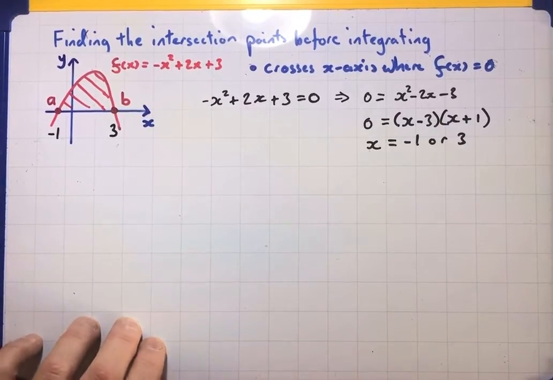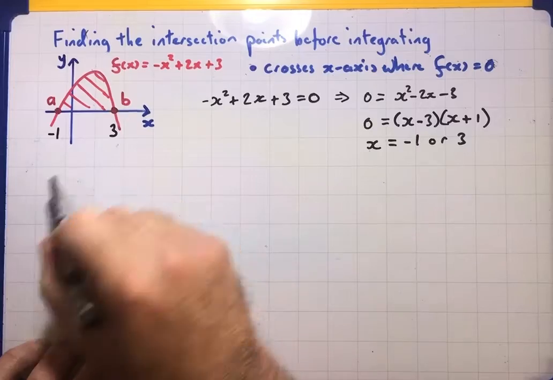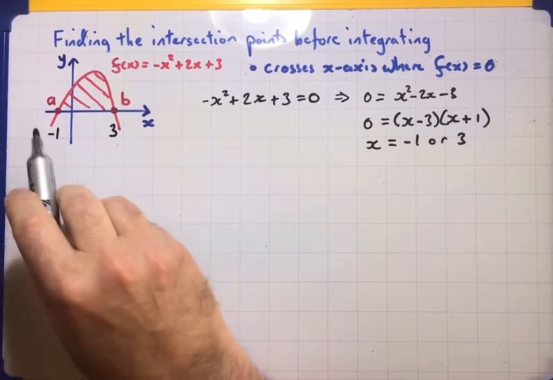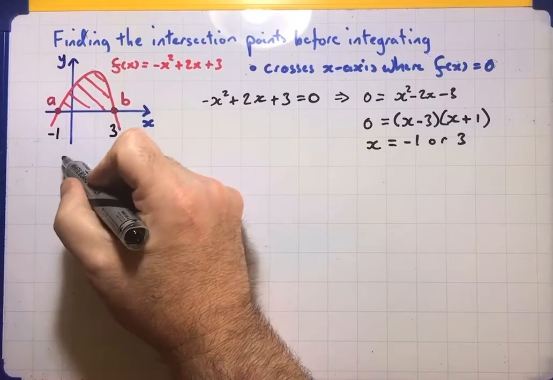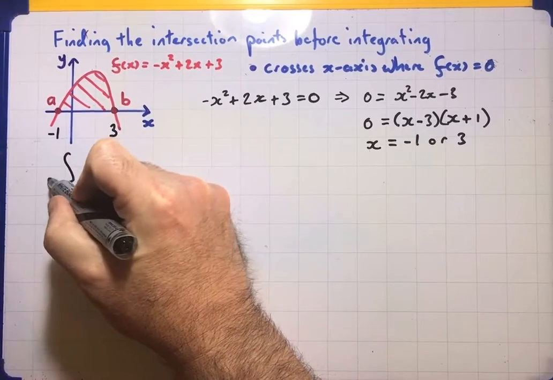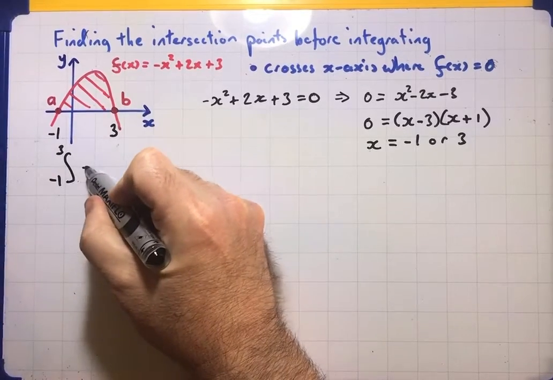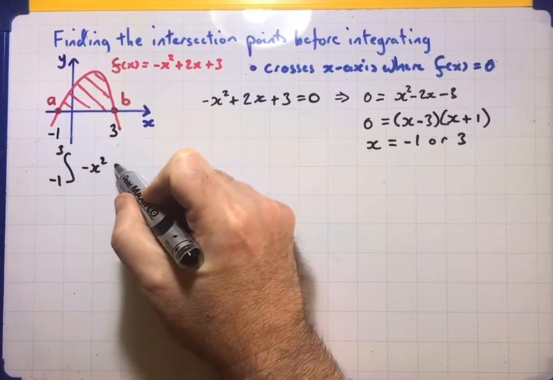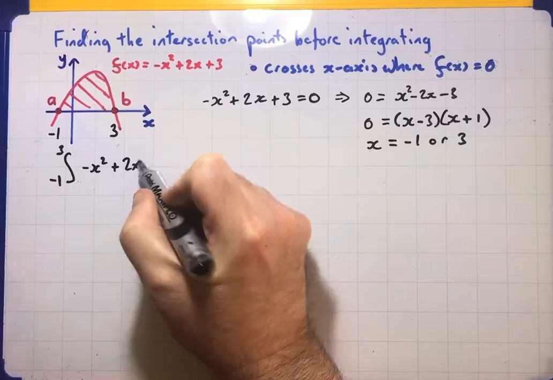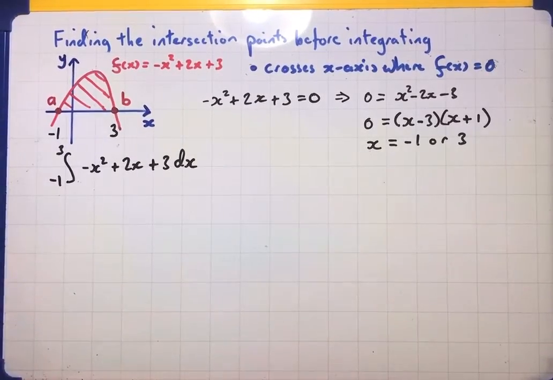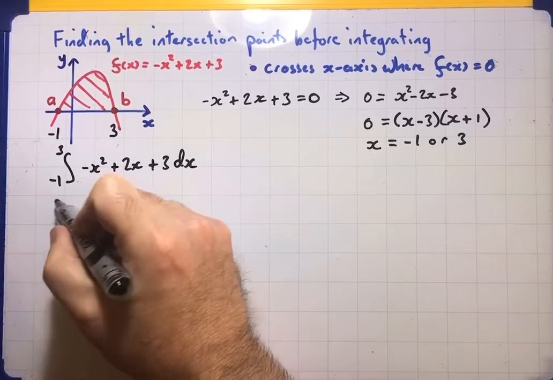So now it's going to be as we did earlier. What we're going to do is integrate this function between minus 1 and 3. So remember we write that between minus 1 and 3. This function, which is minus x squared plus 2x plus 3 dx. That's what I'm integrating.